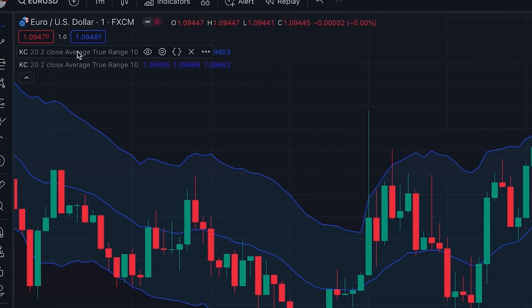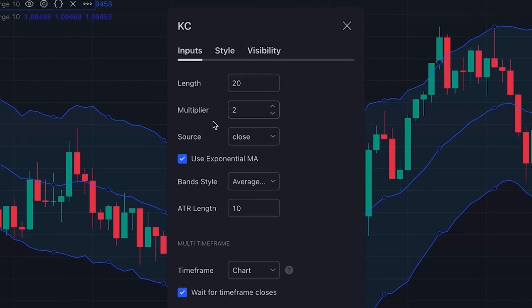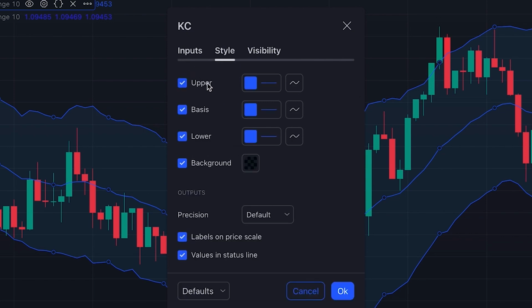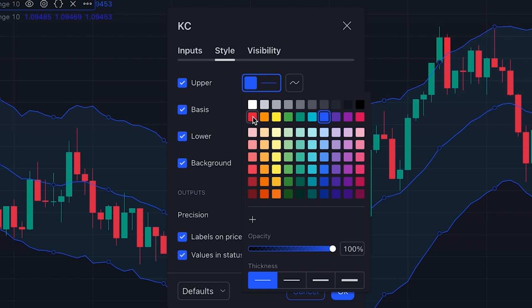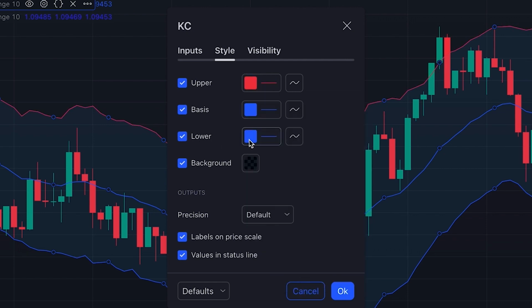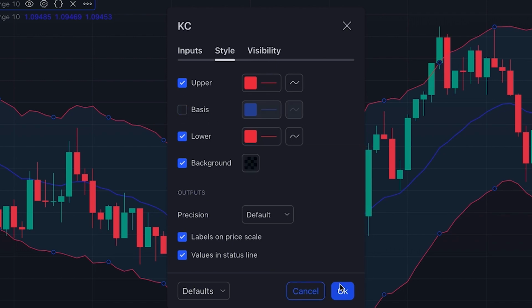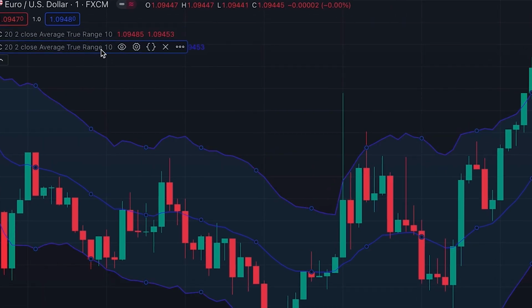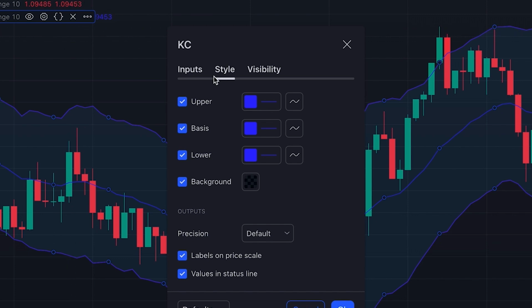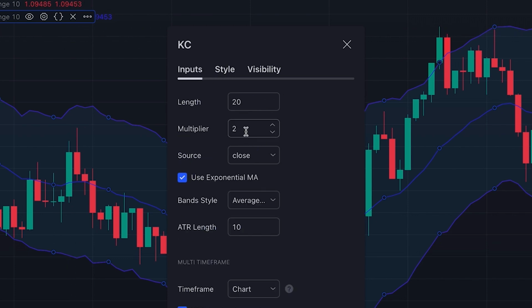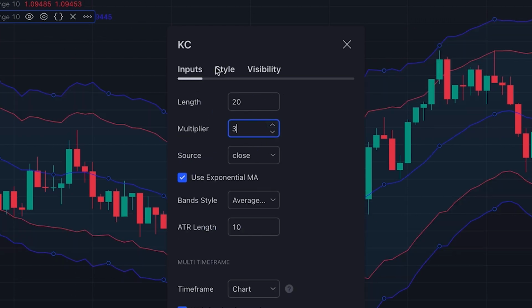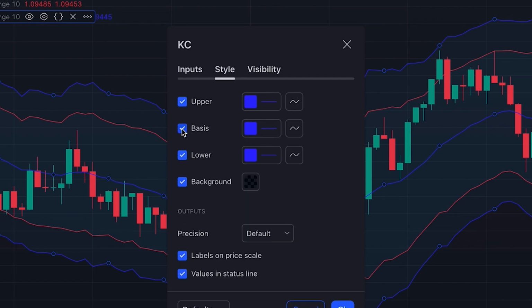We need to adjust their settings. For the first Keltner channel, we don't change anything here in the inputs tab, and then here in the style tab, we change the color of the upper band to red, and also for the lower band we change it to red, and then we remove the basis. And for the second Keltner channel, similarly we go to its settings, and here in the inputs tab, for the multiplier we set it at 3, and then here in the style tab we remove the basis.